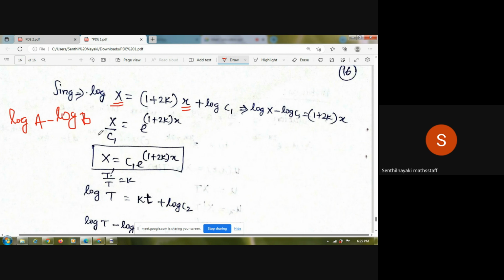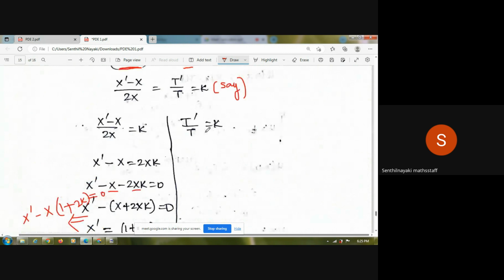After that, to eliminate the logarithmic function, we take the exponential on both sides. Then e and log are inverse of each other, so they get cancelled. Remaining, we get X by c1 equal to e power (1 plus 2k) into x. So X equals c1 into e power (1 plus 2k) into x. This is the solution for X.